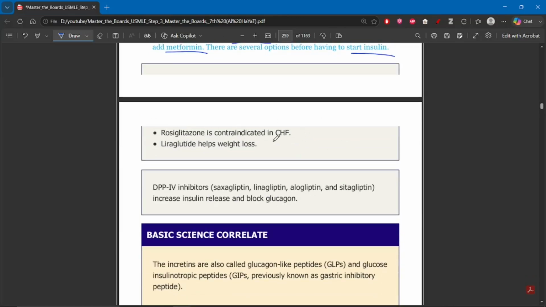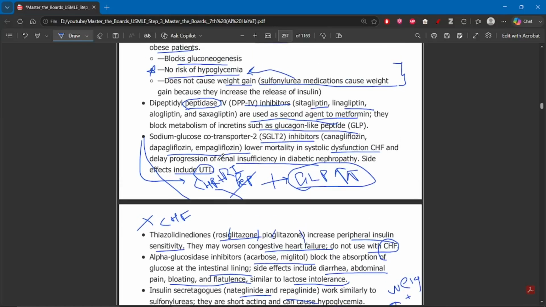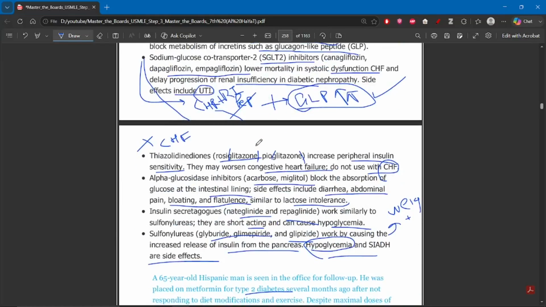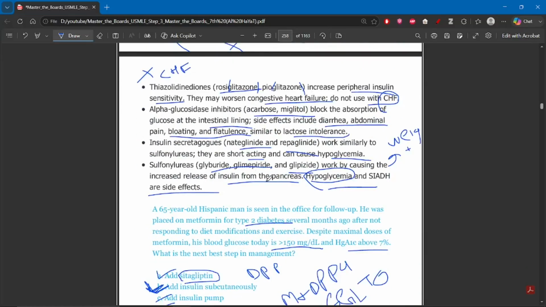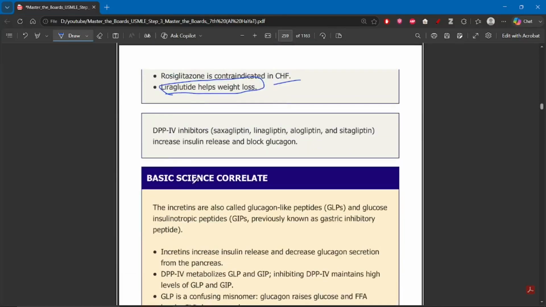Rosiglitazone is contraindicated in CHF, and liraglutide adds weight loss. So do you guys remember which group had glutide in it? You don't remember? It was the GLP-1. So I don't think we've studied the GLP-1s. No, we've not studied GLP-1s yet, so it's okay. I think we're going to look at them in just a bit. So they help with weight loss, and rosiglitazone is contraindicated in CHF.